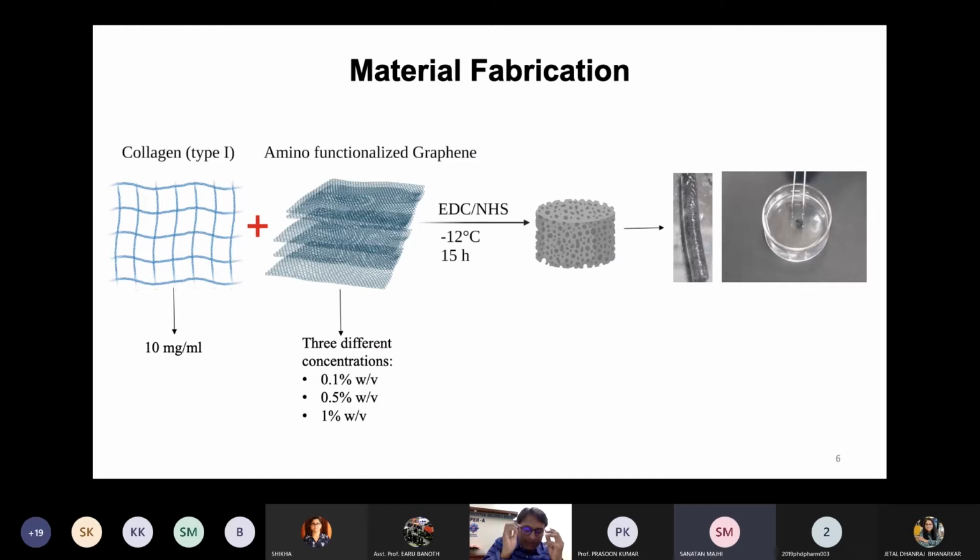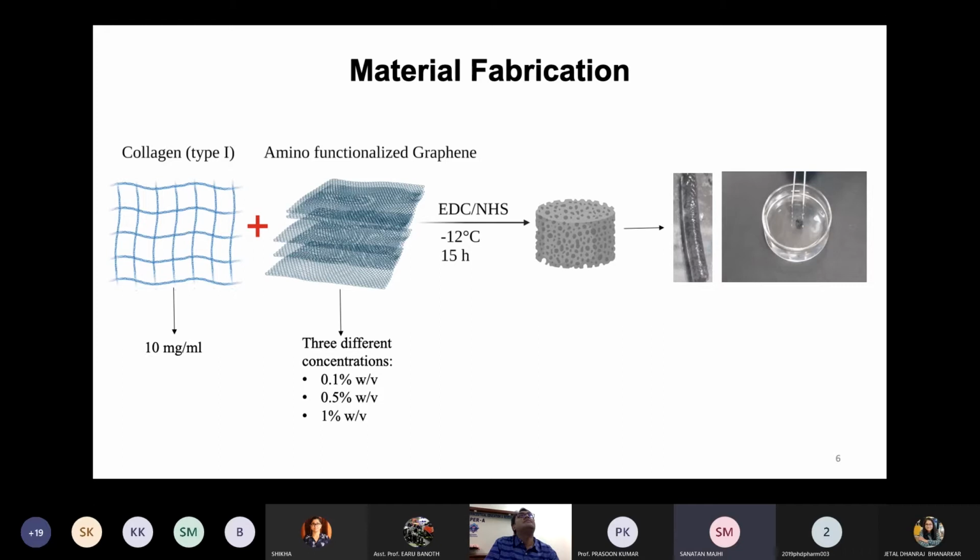In the material selection part, we selected collagen type 1, because that is a material which is largely present in many tissues, is quite biocompatible, biodegradable, and at the same time collagen type 1 is present in large quantity in the spinal cord as well. So it's a biomimicking material that we have chosen. We had so many polymer choices, but we have chosen graphene as a material.